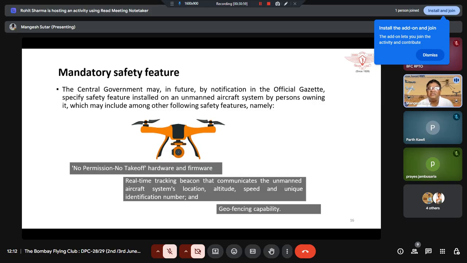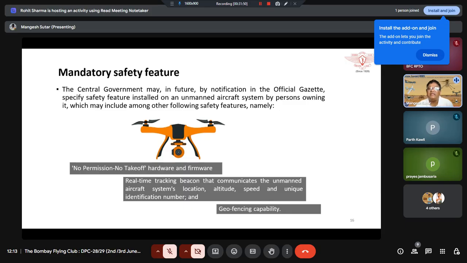So as of now, out of these three mandatory safety features, only geofencing capability is implemented. All the type certified drones have a geofencing capability. That means you are creating a virtual boundary around the drone, horizontally as well as vertically, so that your drone flies within that space only. The moment it tries to go outside this virtual boundary, it will trigger an RTL, that is return to launch. That means the drone will immediately come back and land at its launch location. Okay, so only geofencing is being implemented under the mandatory safety features under Drone Rules 2021.